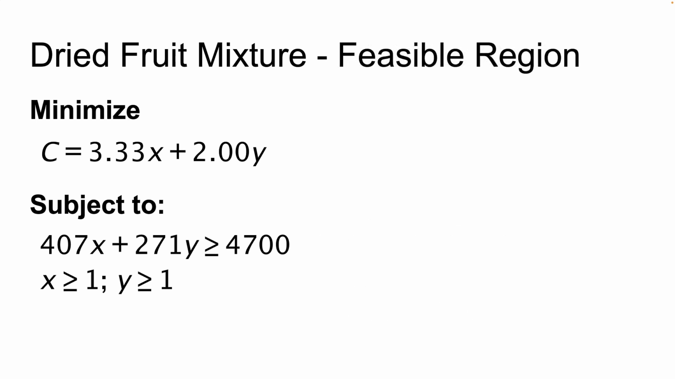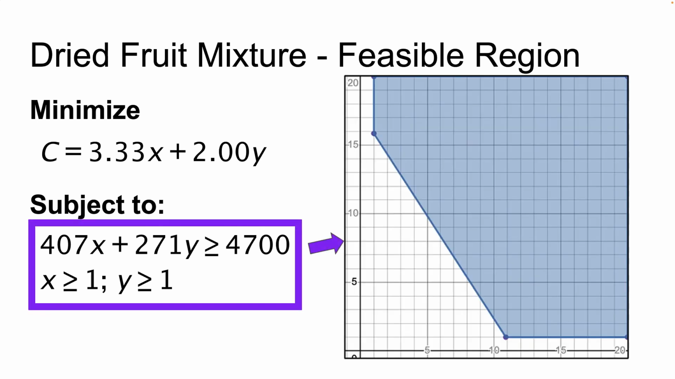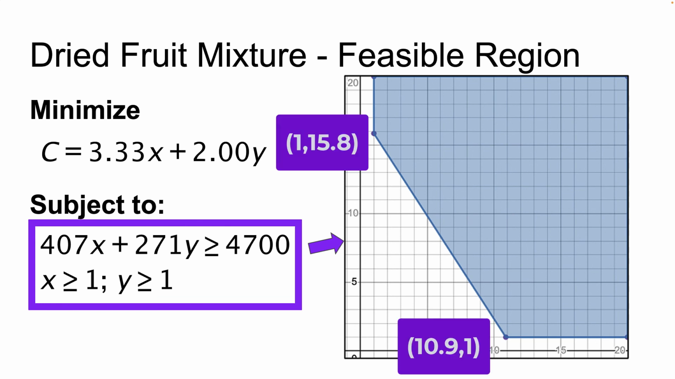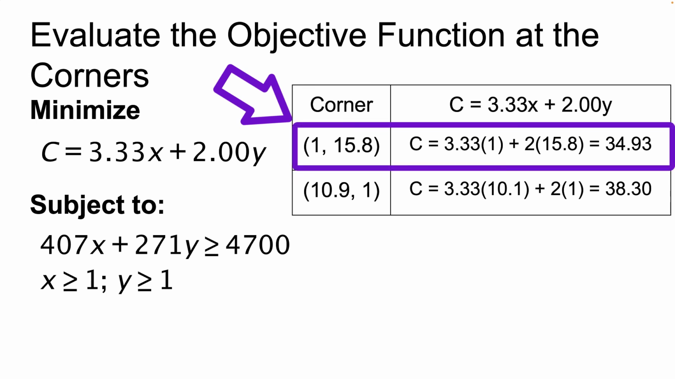But essentially, the next thing you would do is take your constraints and set up the feasible region. You would find your 2 corner points, which would be (1, 15.8) and (10.91). Then you would take those corner points and evaluate the cost function at those 2 points. You would then use the function values to determine the minimum. For this problem, our minimum occurs at the point (1, 15.8), and the minimum cost would be $34.93.